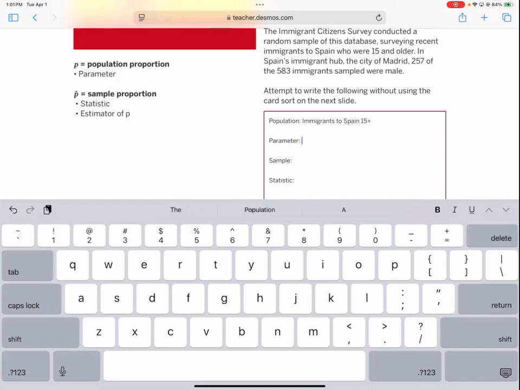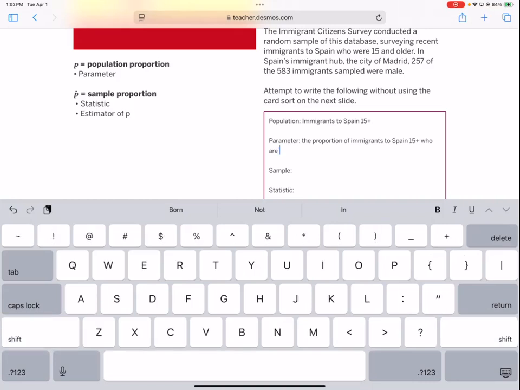What am I interested in? I am interested in the proportion, or percentage, of immigrants to Spain, 15 plus, who are what? I'm interested in that, who are what? No, that's the part of the population. I'm not interested in that. That's who they are. Male.